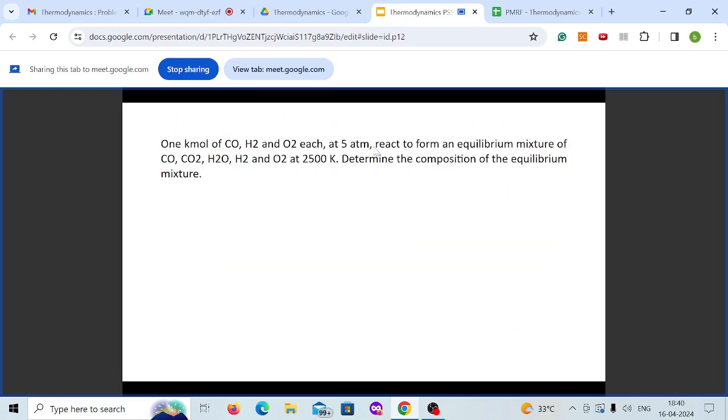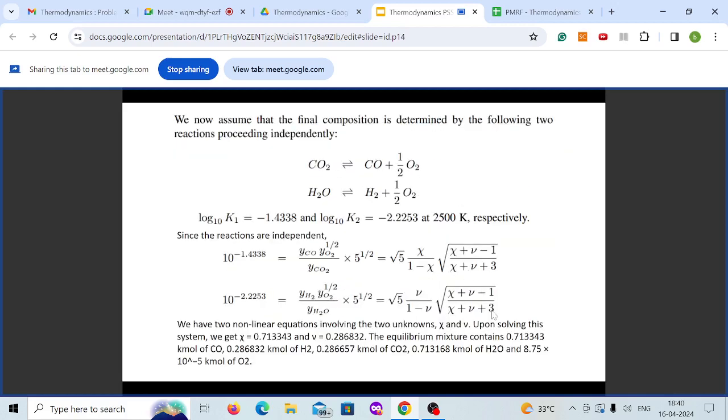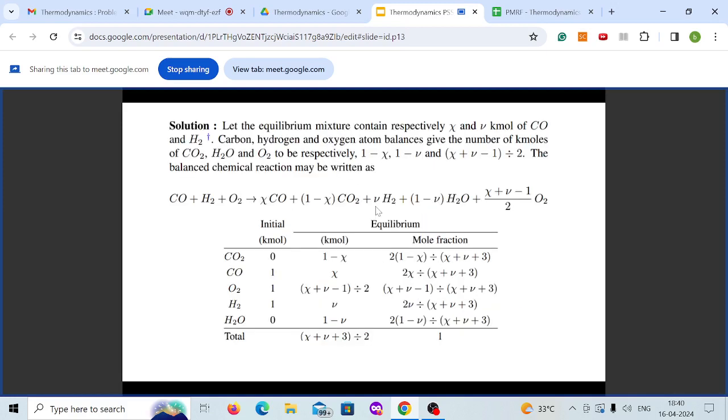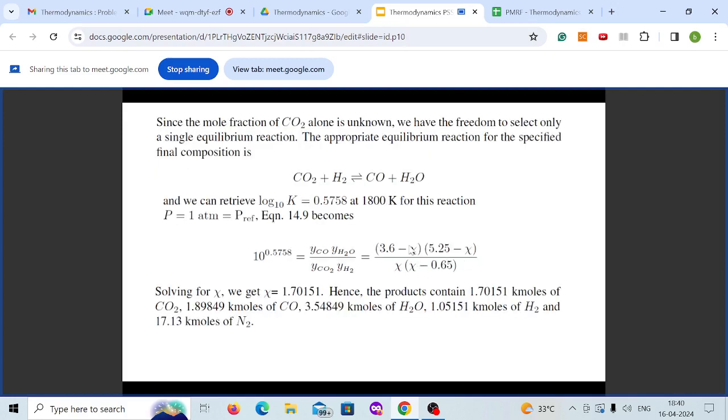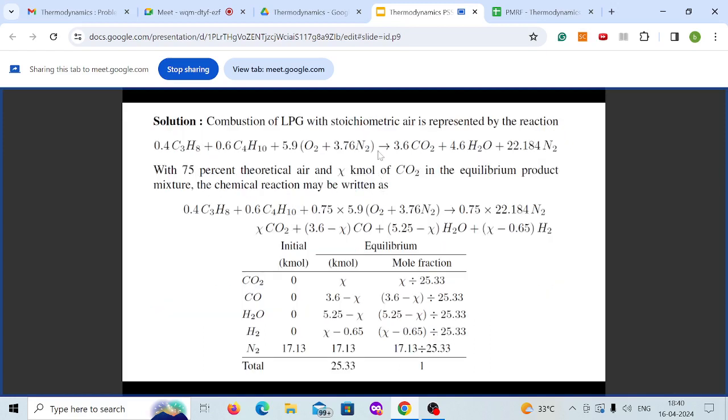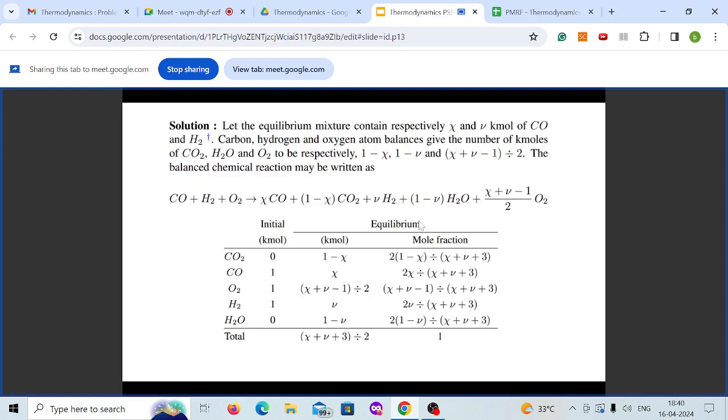So that's what was asked, to find out the composition. So we have found out the composition of each of the components at equilibrium. The only difference from the previous problem is that we could solve using only one expression. If you see here, we have to assume just x kilomoles of CO2, and we could find out all the coefficients for all of the other components. But here we had to assume two unknowns, x and v, to find out each of the component moles.